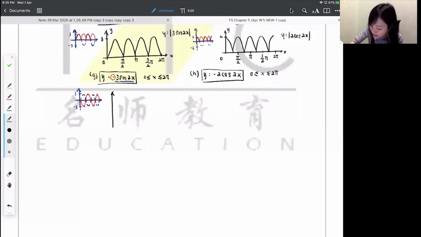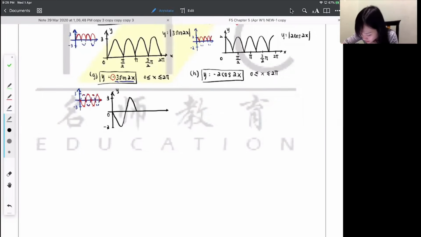So now let's try to draw a big one out. From 3 until negative 3. 0 is here, y is here, okay? So 0, go down, come up, stop. Go down, come up, stop.